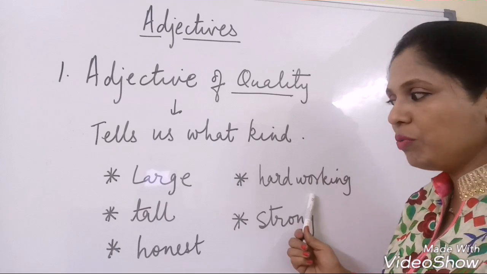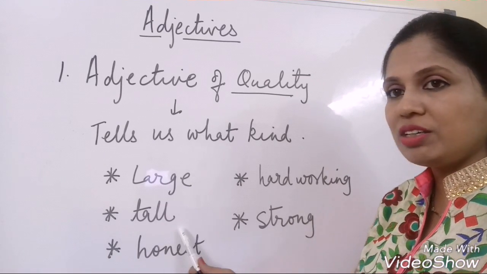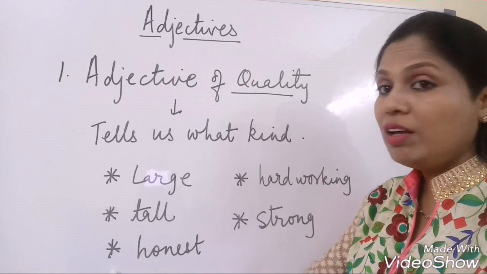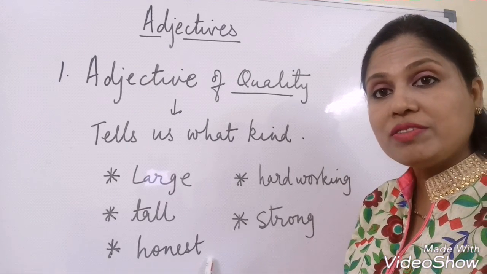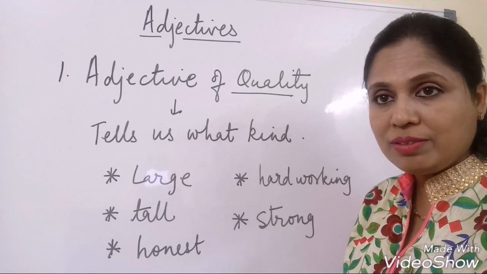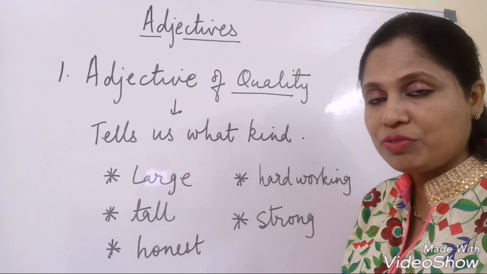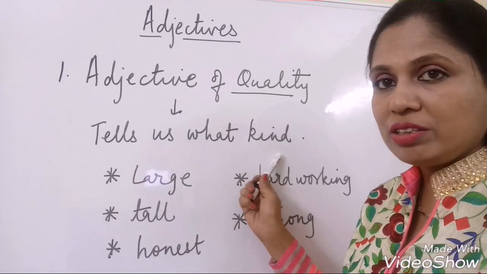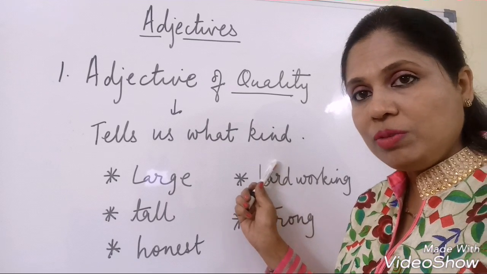He is a hard-working boy. She is a tall girl. He is very strong. Or the girl is very honest. So all of these words, there are many more of course, these are just a few examples, tell us what kind of a noun that is.